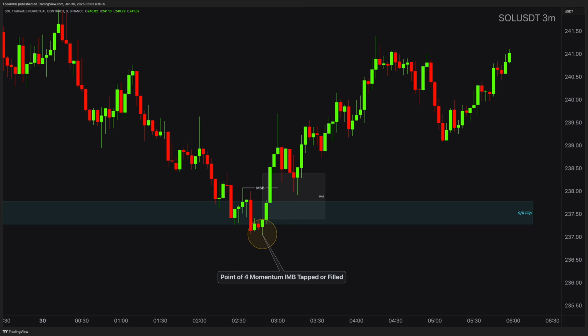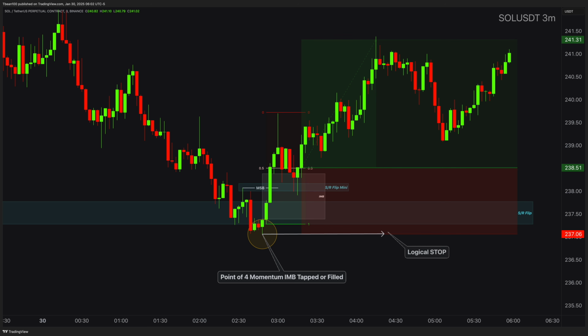In our point of interest area, see what happens. Market structure breaks, followed by a very large imbalance. Price drops to the discount area, into this small version of SR flip. Our logical stop here will be again this protected low, a simple masterclass 2R setup.